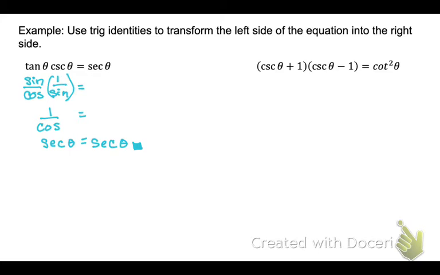So I have cosecant theta plus 1, cosecant theta minus 1. What do you think we should do? Multiply it. So do it. I could change that into 1 over sine before I multiplied, but it really is not going to do me any good because I want what at the end? Cotangent squared.